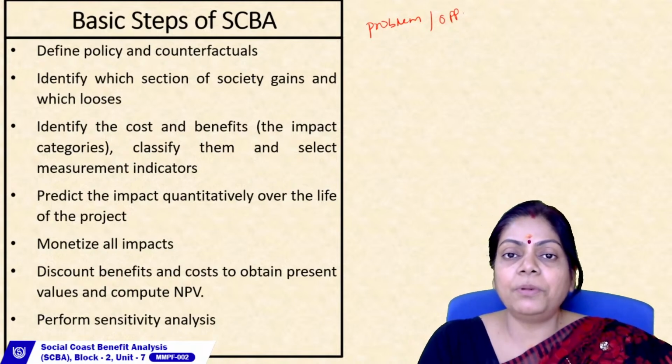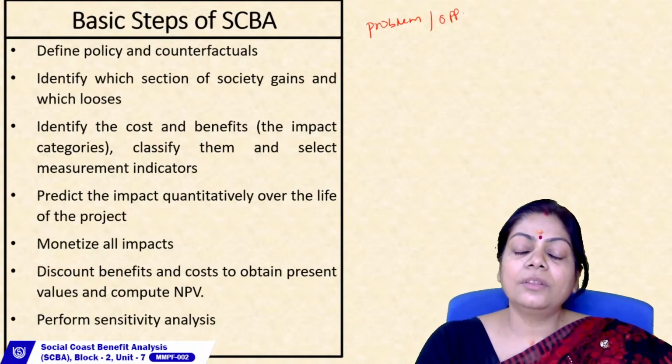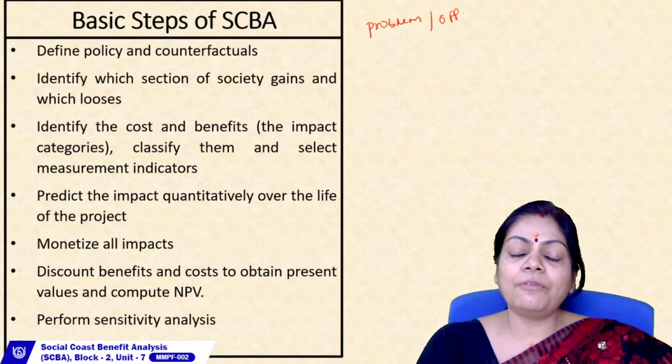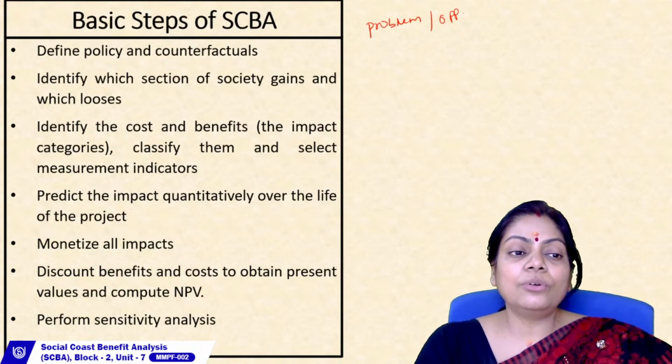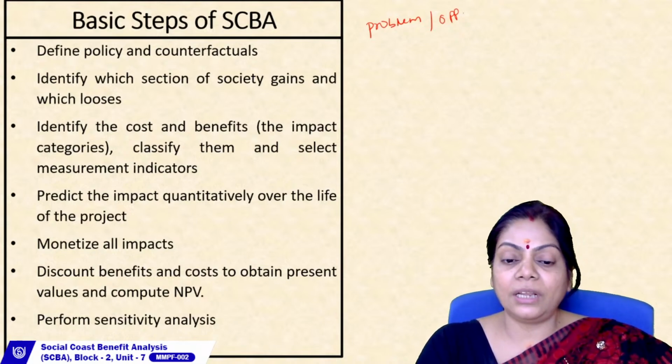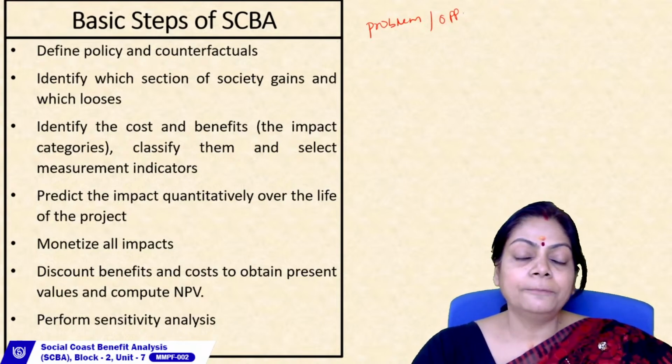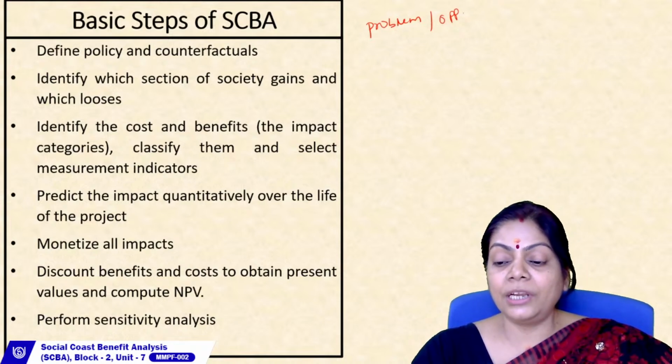The savings of the people, the life of the people. That is, for example, if you are going for a polio drive, then the life of the children that you are saving, these also have to be taken care of. Now, however, when we are talking about cost and benefit, what are the specific aspects that have to be included?